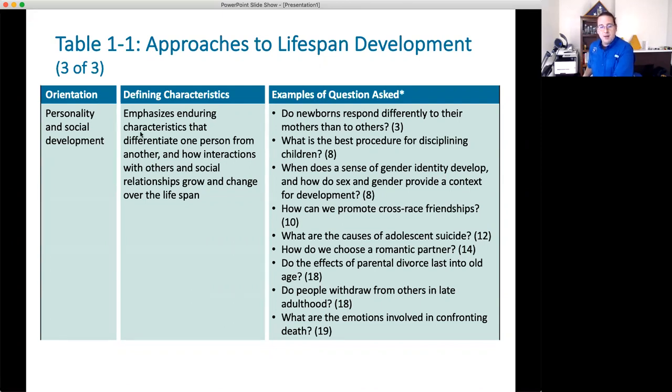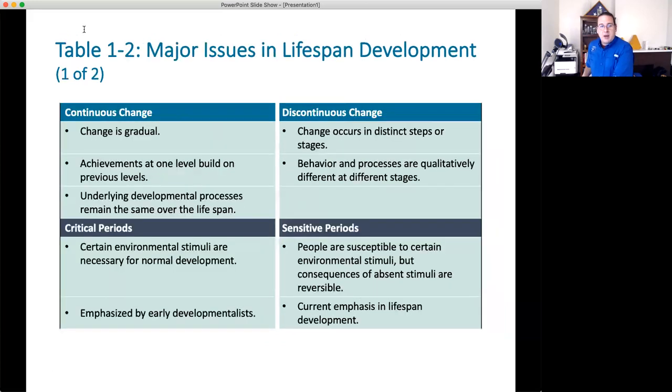All right. So those are the major issues that we're going to encounter with lifespan development.